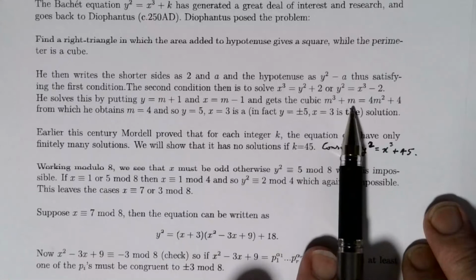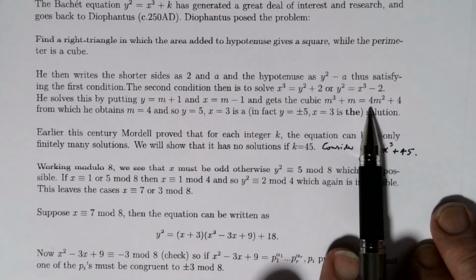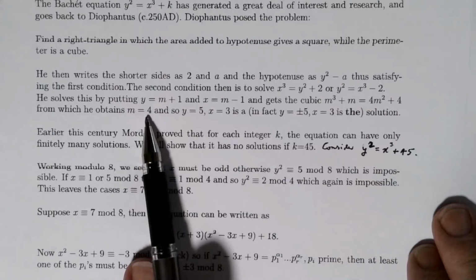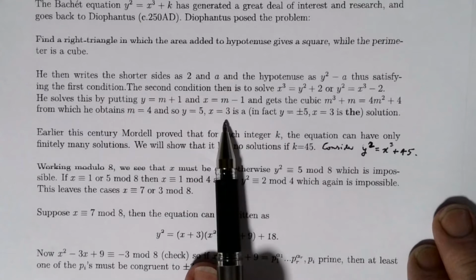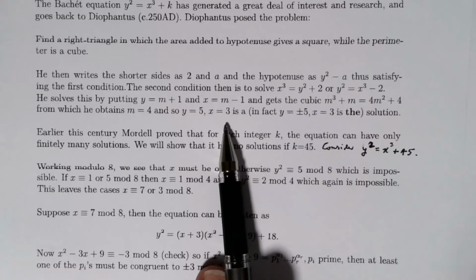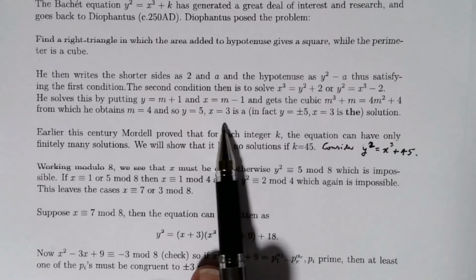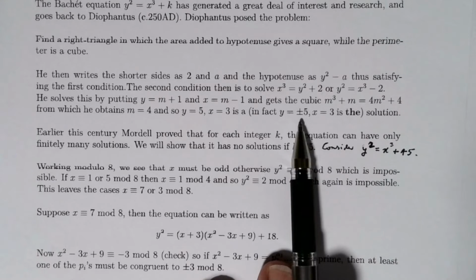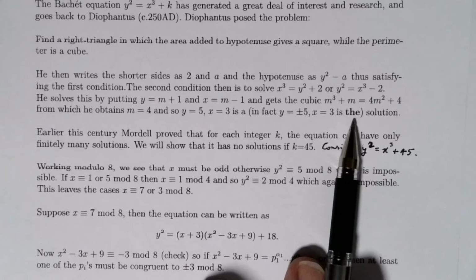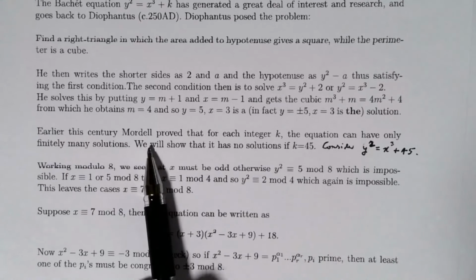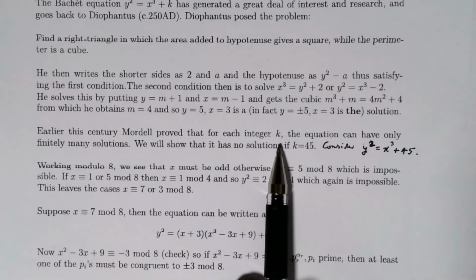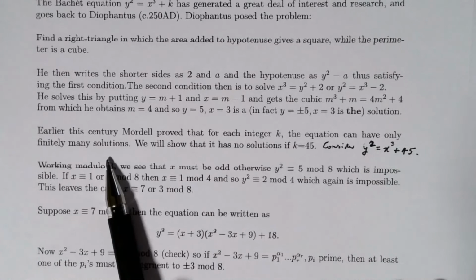Now he just factors m out of this one, so you get m times m squared plus 1. He factors 4 out of this, you get 4 times m squared plus 1, and he cancels out the m squared plus 1 and just says m equals 4. Very clever. We then get y as 5 and x as 3. And this in fact gives you a solution. In fact, y is plus or minus 5 and x equals 3 turns out to be the only integer solution to the problem. Earlier this century, Mordell proved that for every integer k, this Bachet equation, as it's called, can only have finitely many solutions.